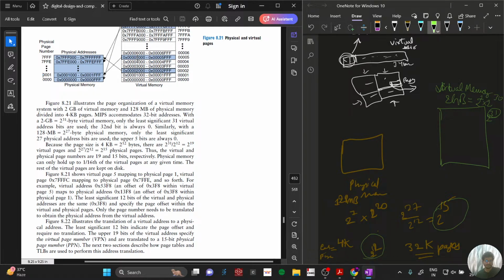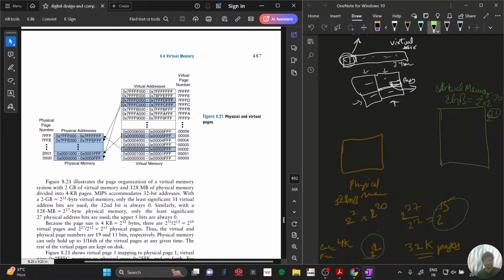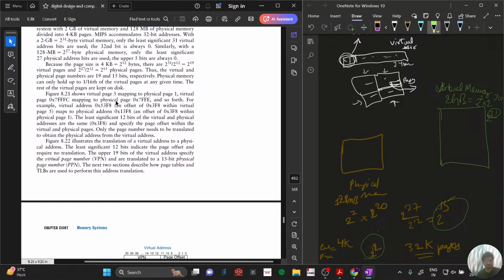They're mentioning this: page 5 is mapping to page 1 of the physical memory. Virtual page 7 triple FC maps to page 7 double FE, and so forth. For example, a virtual address with an offset of 3F8 within virtual page 5.